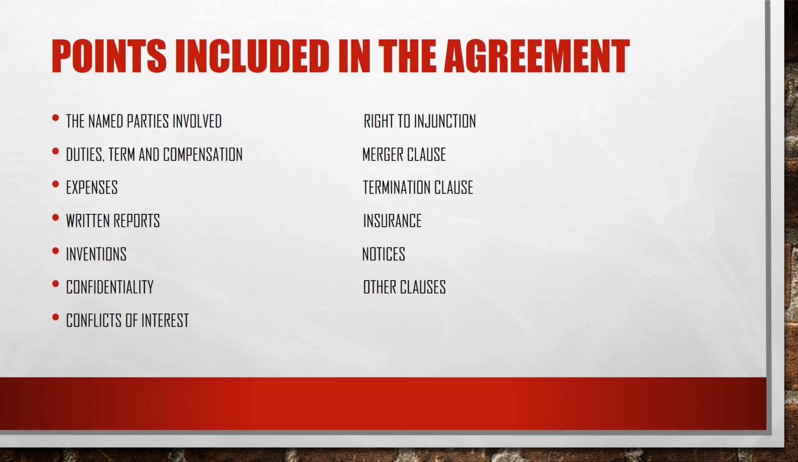And then there's going to be some other sections that talk about inventions, things that are discovered while the service is being performed. Something is discovered that wasn't known before, and how that invention is the sole property of the client and does not belong to the independent contractor. There's going to be a confidentiality clause, conflicts of interest clause, right to injunction.